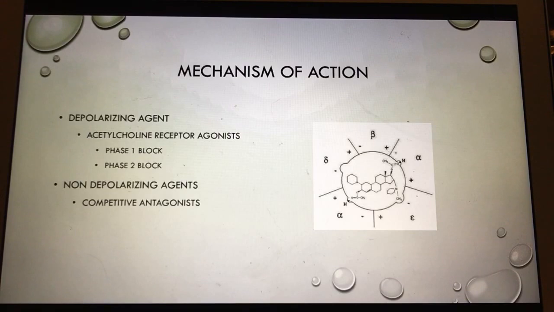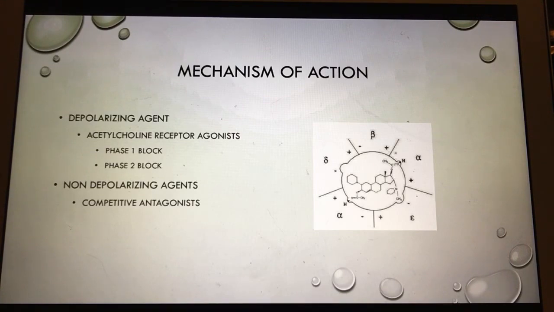Like I discussed earlier, this is a very important mechanism for succinylcholine because these sodium channels can't reopen until the end plate repolarizes. So long as that succinylcholine is bound to that receptor, there's a constant depolarization, and the perijunctional sodium channels can't then become active.